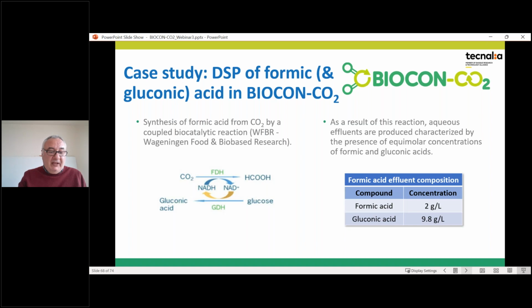The process for formic acid production from CO2 is a two-enzyme coupled biocatalytic reaction involving the enzymes formate dehydrogenase to catalyze the reduction of CO2 to formic acid and glucose dehydrogenase to regenerate NADH by oxidation of glucose to gluconic acid. So, the formic acid effluents obtained are characterized by the presence of equimolar concentrations of formic and gluconic acids.